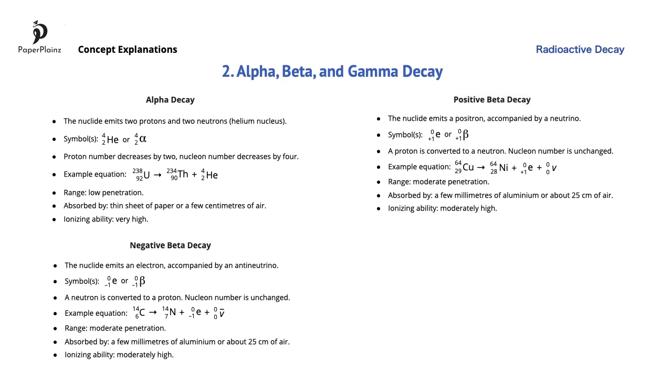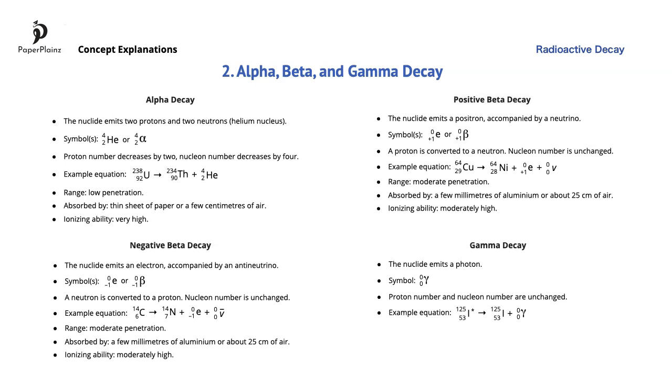Finally, let's discuss gamma decay. During gamma decay, the nuclide emits a photon. Here is the symbol for gamma decay. During gamma decay, proton number and nucleon number are unchanged, since the nuclide simply emits energy in form of a photon. An example decay equation looks like this.